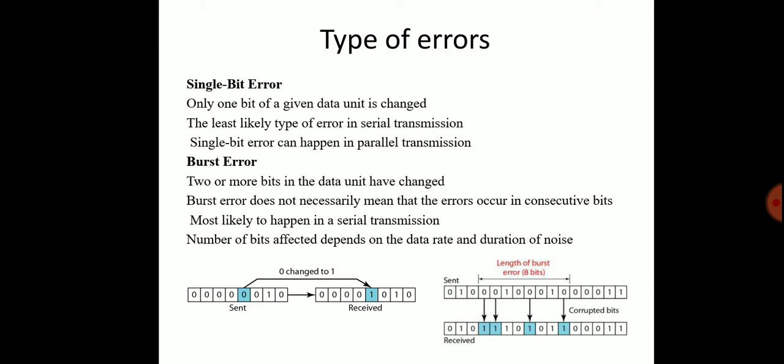A single bit error can happen in parallel transmission. But in a burst error, two or more bits in the data unit have changed. Burst error does not necessarily mean that the errors occur in consecutive bits. It is most likely to happen in a serial transmission. The number of bits affected depends upon the data rate and the duration of the noise.